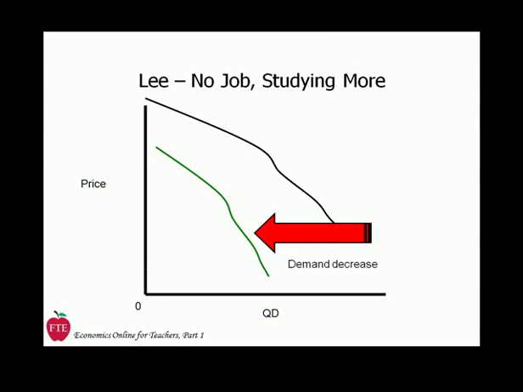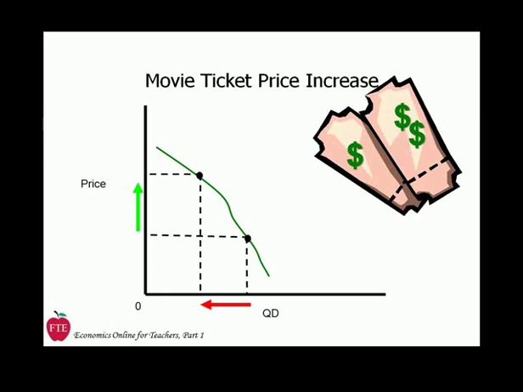Okay, before we leave this graph, here's one last question. What if the price of movie tickets in Lee's town goes up? Now what happens to Lee's demand picture? Be careful now. Think this through. Time's up. Thanks for playing. The answer is nothing. Zip.